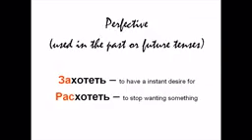Perfective. Захотеть, to have an instant desire for. Расхотеть, to stop wanting something.